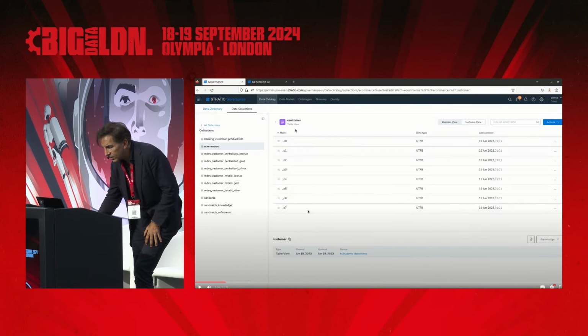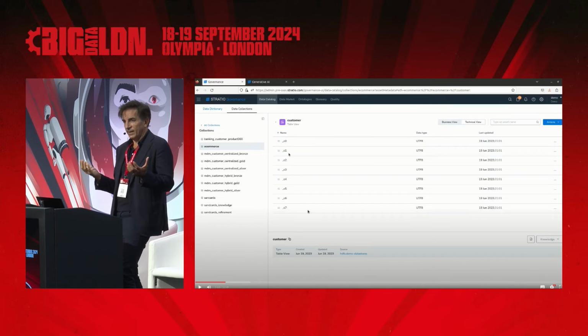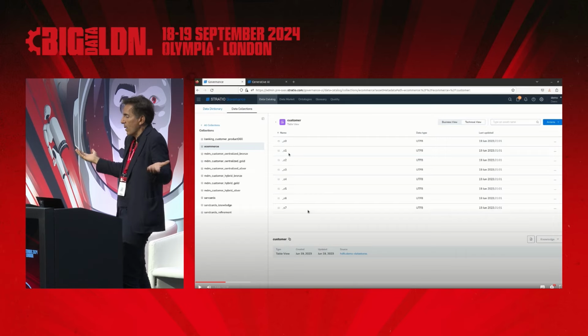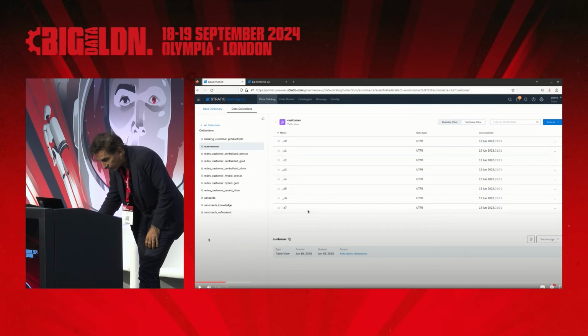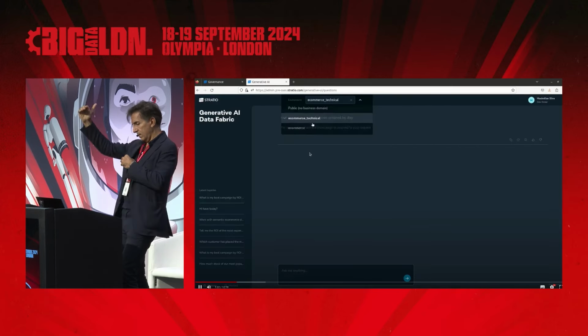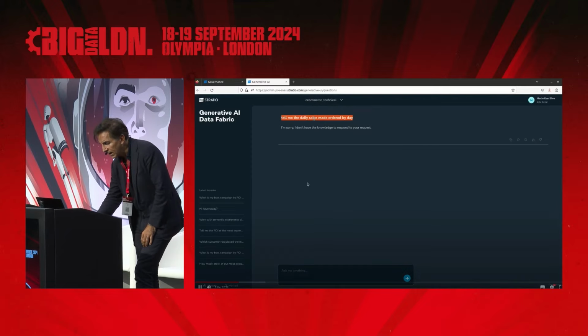And the column is called C1. C1 has no meaning. So the generative AI engine cannot answer anything about C1. So we are going to make the question with the technical data. Now we choose the data fabric with the technical data, and we make the question, tell me the daily sales.